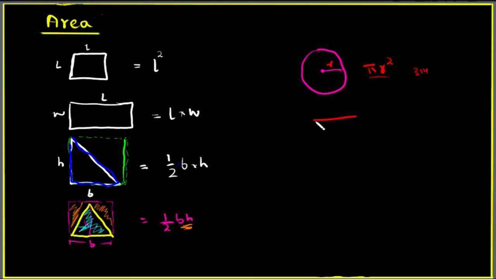And similarly, you can find the area of a semicircle. You just need to divide pi r squared by 2. Or a quarter of a circle, like this, would be pi r squared by 4. So you will always be able to find areas of simple figures like this.